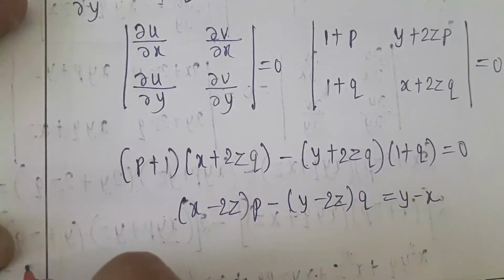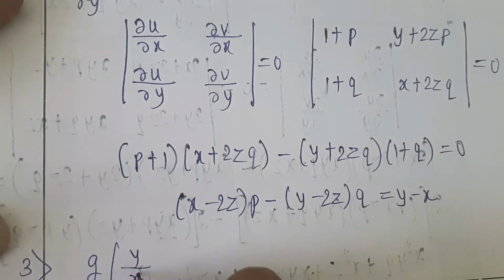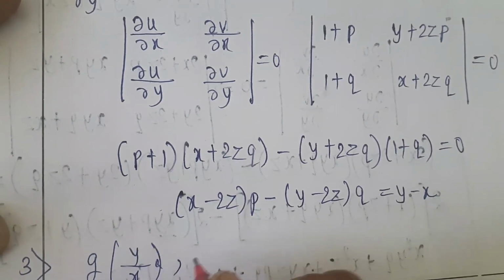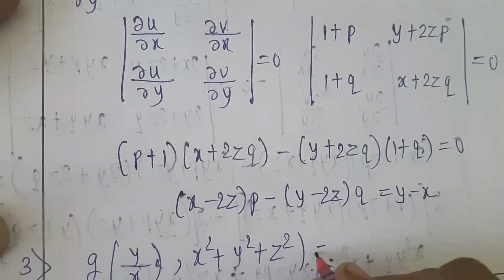Similarly, you can try the next example, that is g of y by x, comma x square plus y square plus z square is equal to 0.